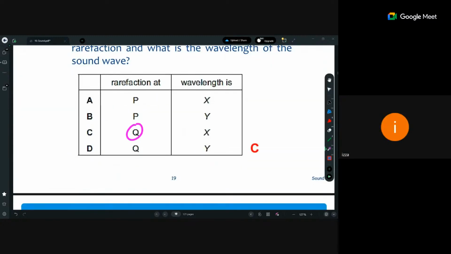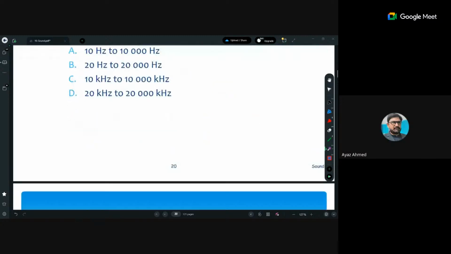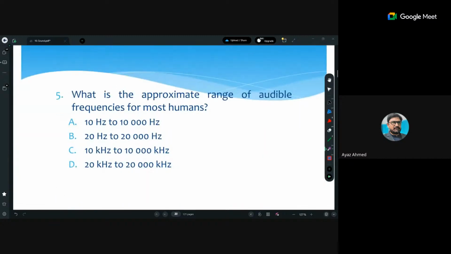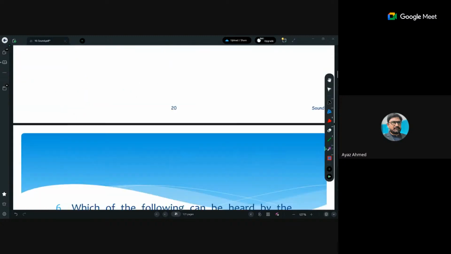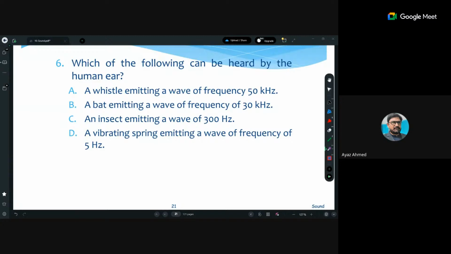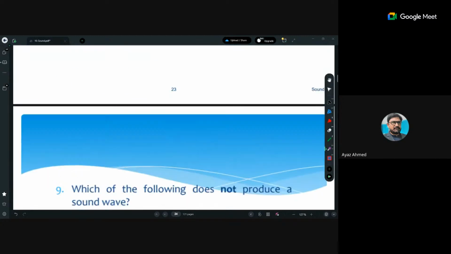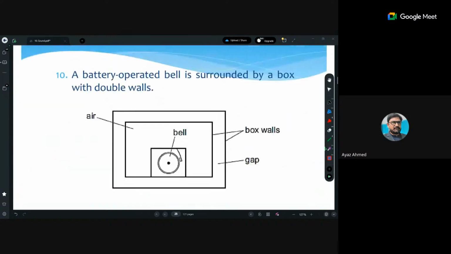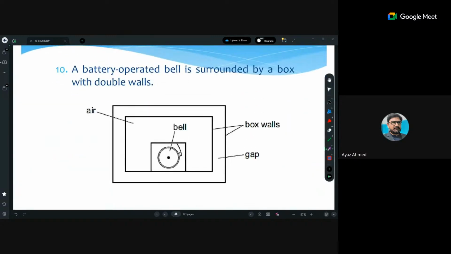Yeah, this is from the audible range. So what is the audible range? You know that it is 20 hertz to 20,000 hertz for most humans. Which of the following can be heard by humans? These types of questions can be asked. So should I skip them all and directly reach this bell jar question?